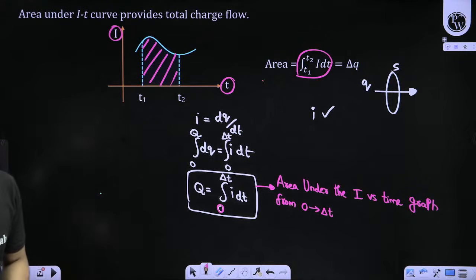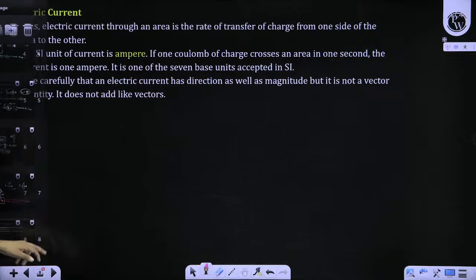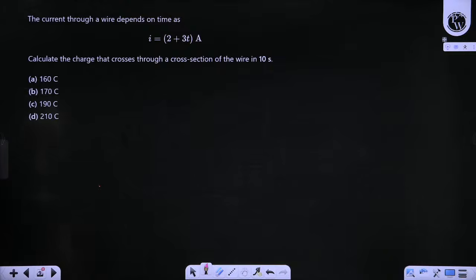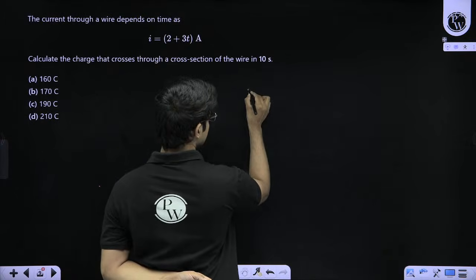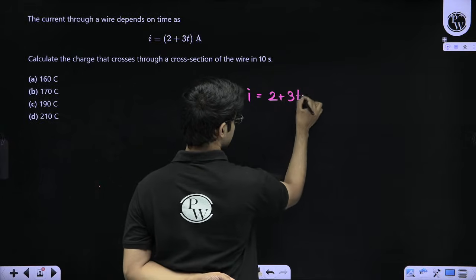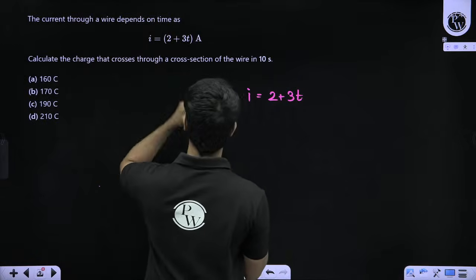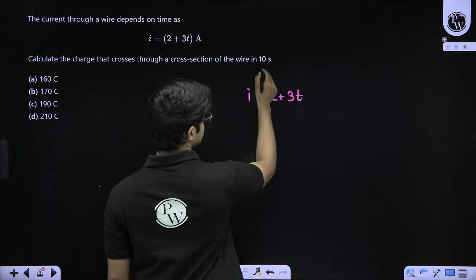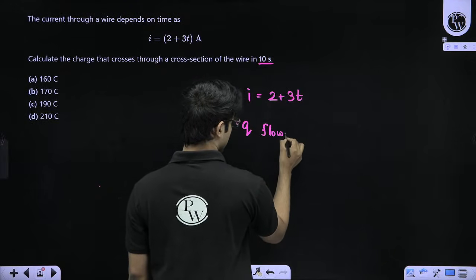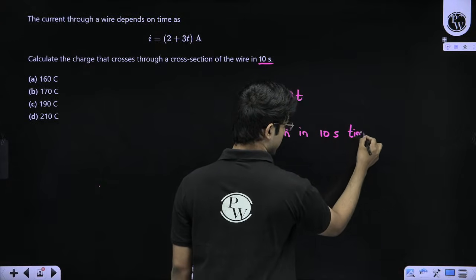Great. Now on this we can do a question. So try this question out. If it is not visible, the current is given as 2 plus 3t. So how current changes with time is given to you. You have to calculate the charge that crosses through a cross section of the wire in 10 seconds. So you have to find the charge flown in 10-second time. Give it a try for 1 minute.